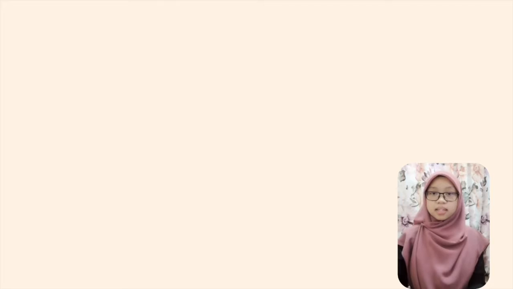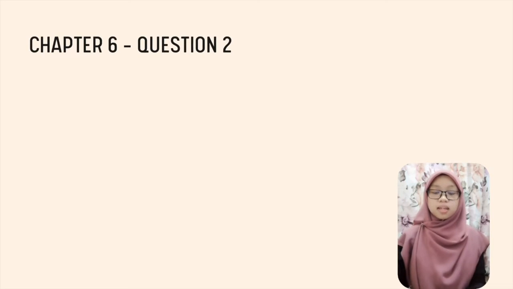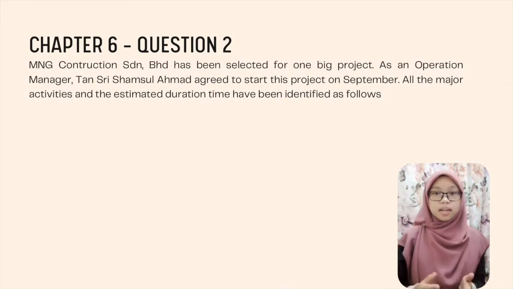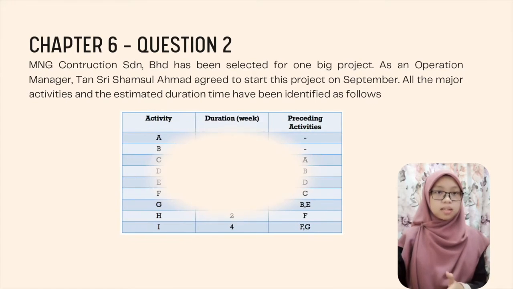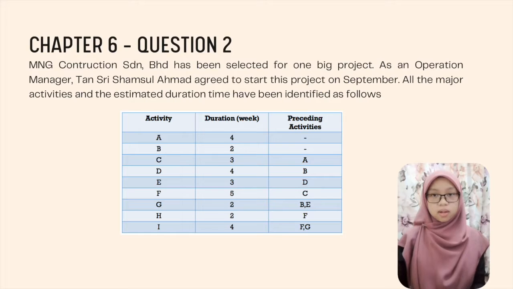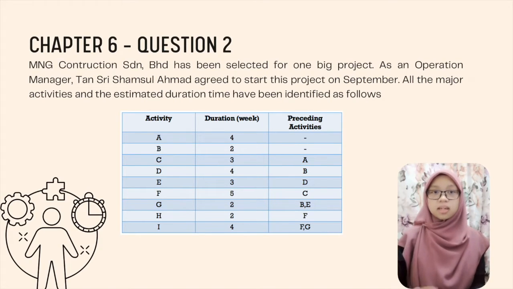Assalamualaikum, my name is Siti Hajar and I will start the discussion on Chapter 6 Project Management, Question 2. The question states that MNG Constructions Berhad has been selected for a one-week project and the operation manager has agreed to start the project in September. All the major activities and estimated duration times have been identified as follows. Therefore, the table below shows the list of activities, preceding activities, and duration for each activity. This information will be used to answer the question.